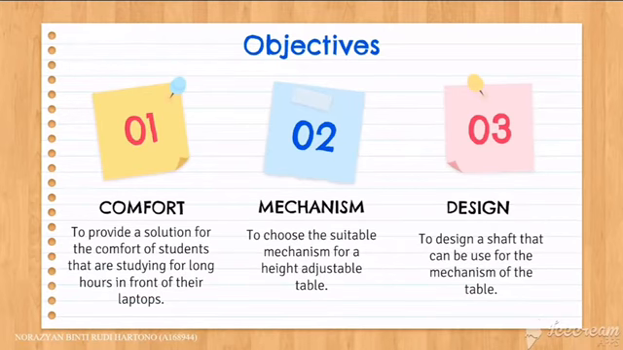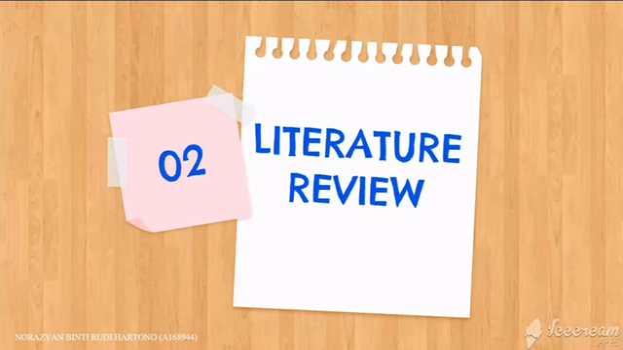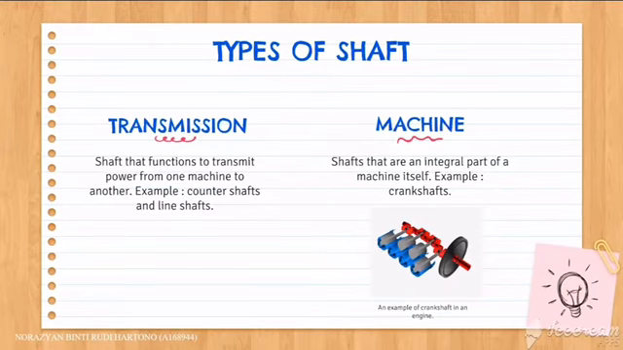Second is to choose the suitable mechanism for a height adjustable table, and finally to design a shaft that can be used for the mechanism of the table. For the literature review, there are two main classifications of shaft. First is transmission shaft that functions to transmit power from one machine to another, for example counter shafts and line shafts, and next is machine shaft that is an integral part of the machine itself, for example crankshafts. For this project, we are going to design crankshafts.